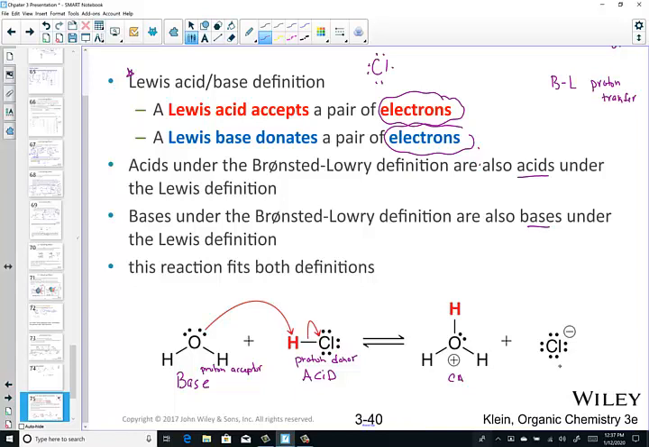The conjugate acid forms from the base. The conjugate base forms from the original acid. With the Lewis theory, we're not looking at the right side. We're only identifying acid base here.